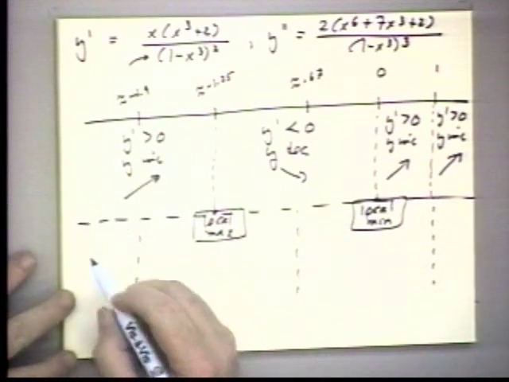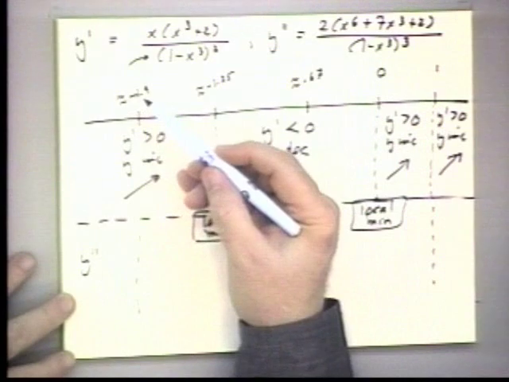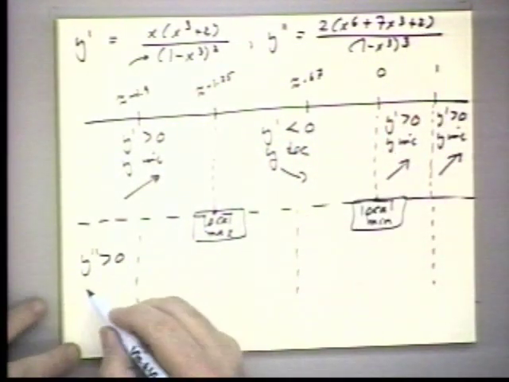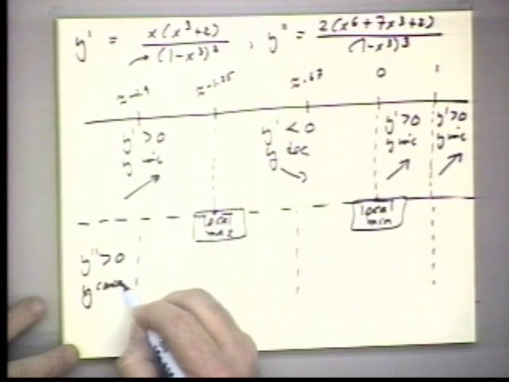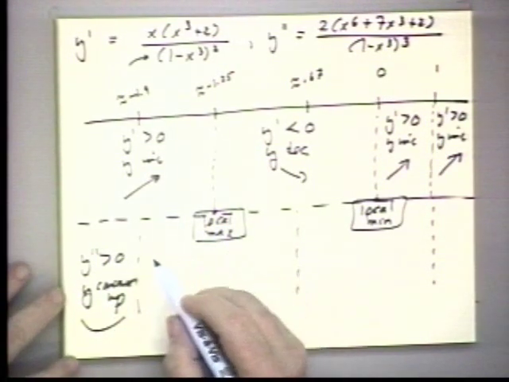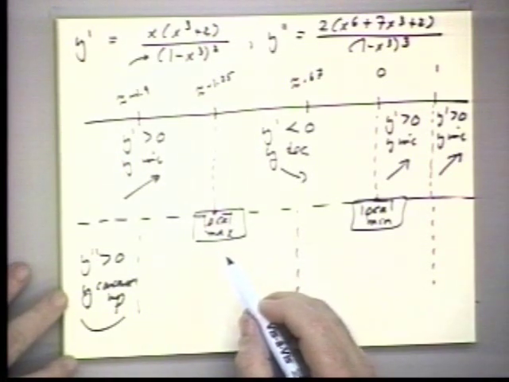Down here, we look for what the second derivative will tell us. If we're below minus 1.9, we can check this out. The second derivative is greater than 0, so y is going to be concave up and look something like that. Between minus 1.9 and 0.67 is our favorite number.